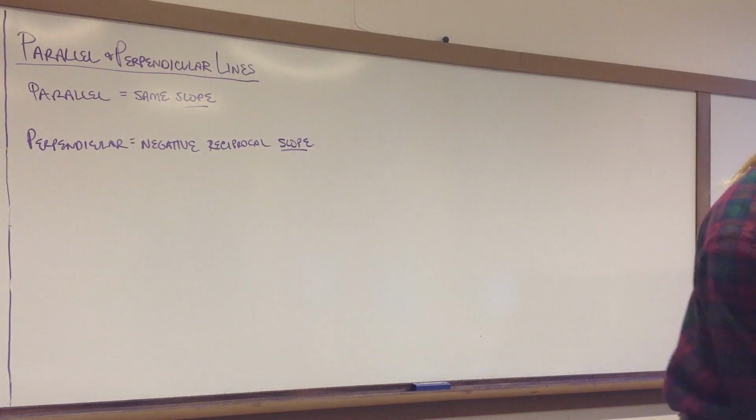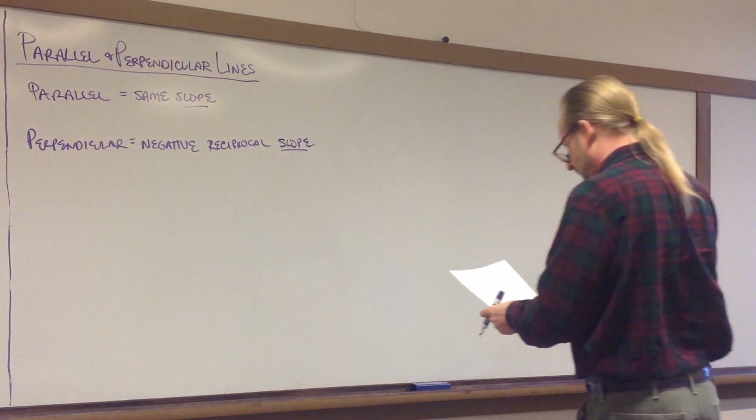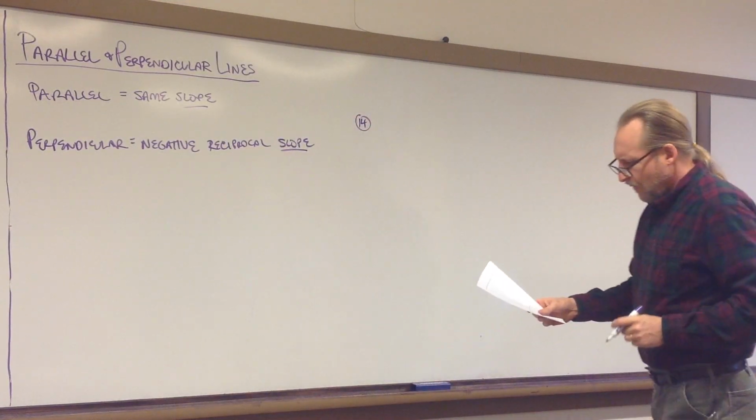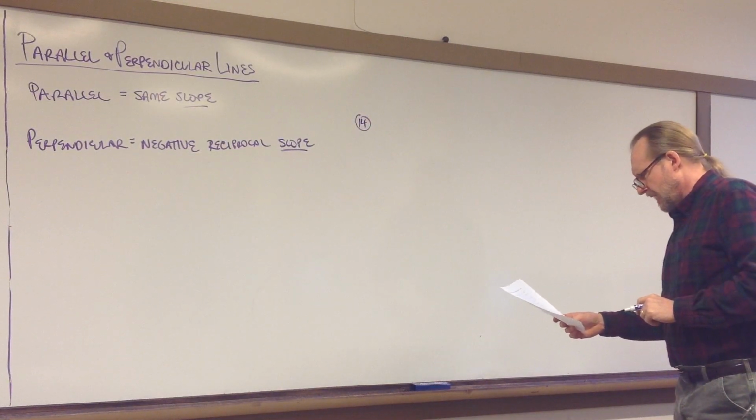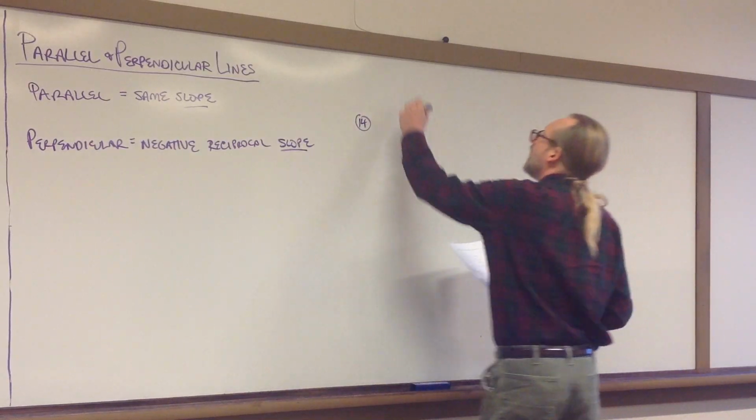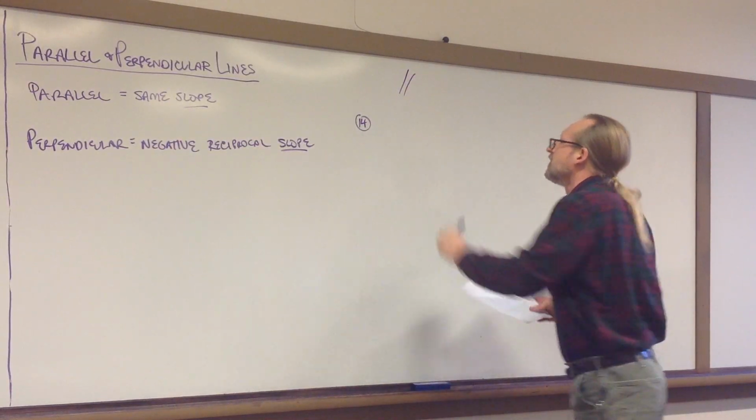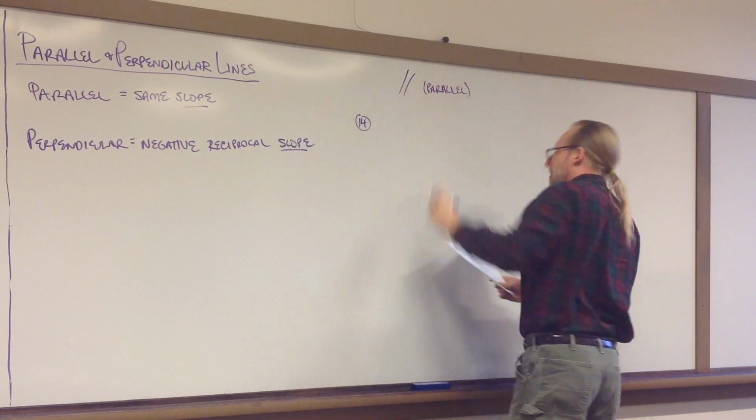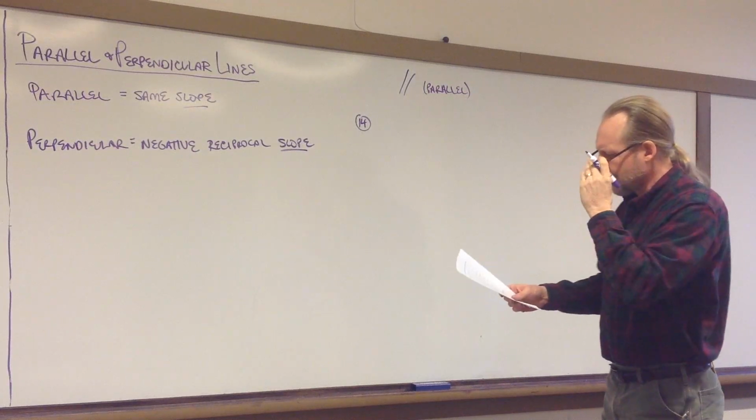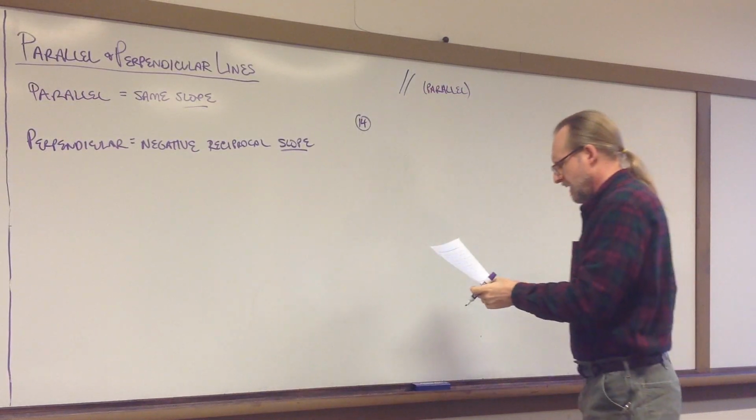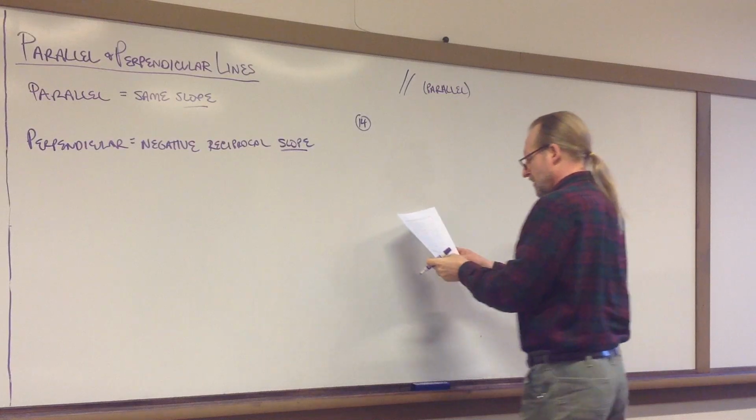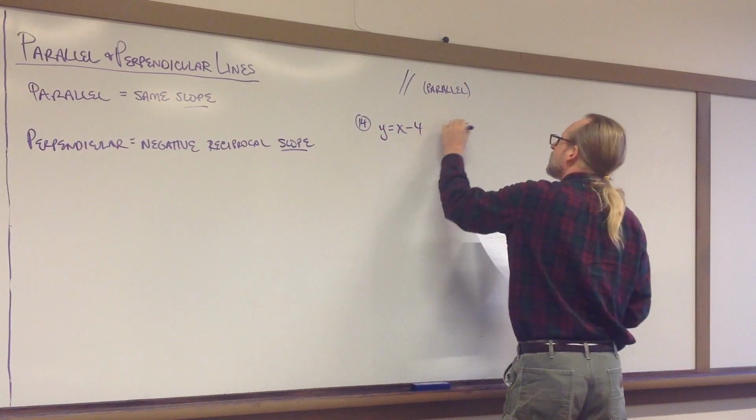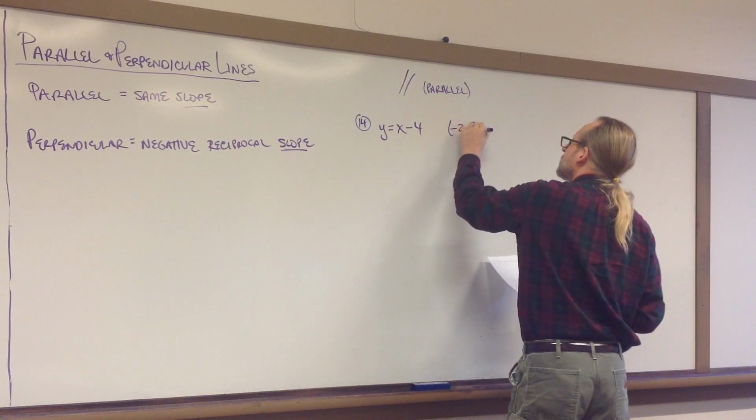So, let's look at these problems on the bottom of the first page. In problem 14, we want to write the equation of the line that is parallel to the given line. That's the symbol for parallel. And passes through the given point. Okay? So let's see here. We've got y equals x minus 4, and we want this to pass through the point negative 2, 3.